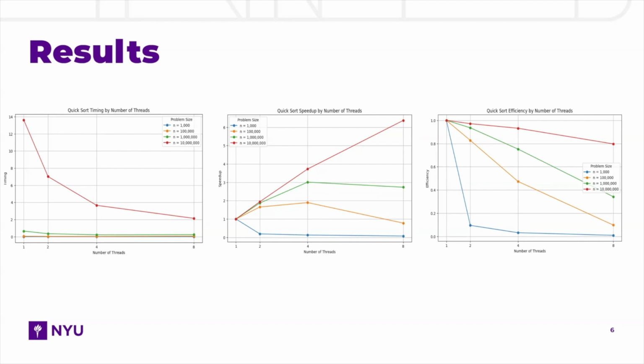Finally, let's consider efficiency. Across all problem size, the efficiency trend dips as more threads are introduced. However, the drop is most obvious with the smallest problem size. This again suggests a misalignment of resource to workload. And in contrast, at n equaling 10 millions, the efficiency retains at pretty good levels even at higher thread counts, hovering around 0.8 with 8 threads.